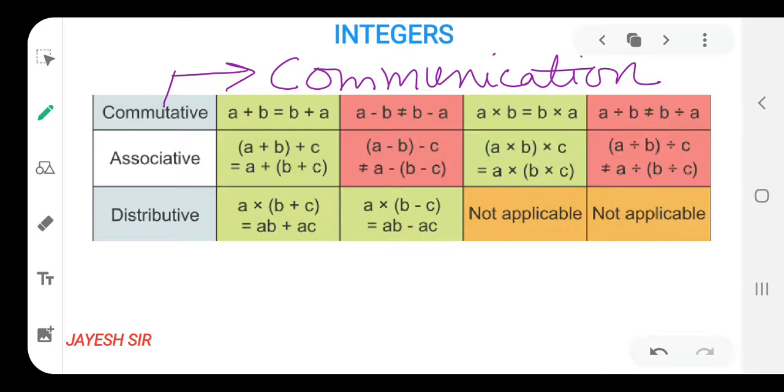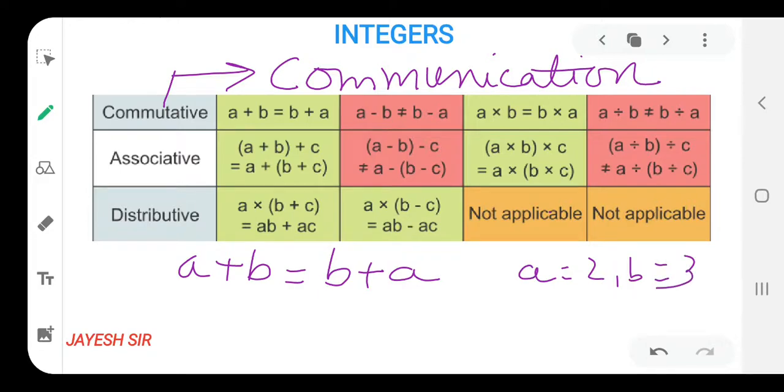Now let us assume you are A and your friend is B. In the commutative property, either you can speak first, A, that means first you are there, and B, your friend, is there. In the first part you are speaking, and in the second part your friend is speaking. Then only is communication possible, friends. Now let us assume the value of A as 2 and B as 3. So let's put the values: 2 plus 3 is equal to 3 plus 2, both are the same.